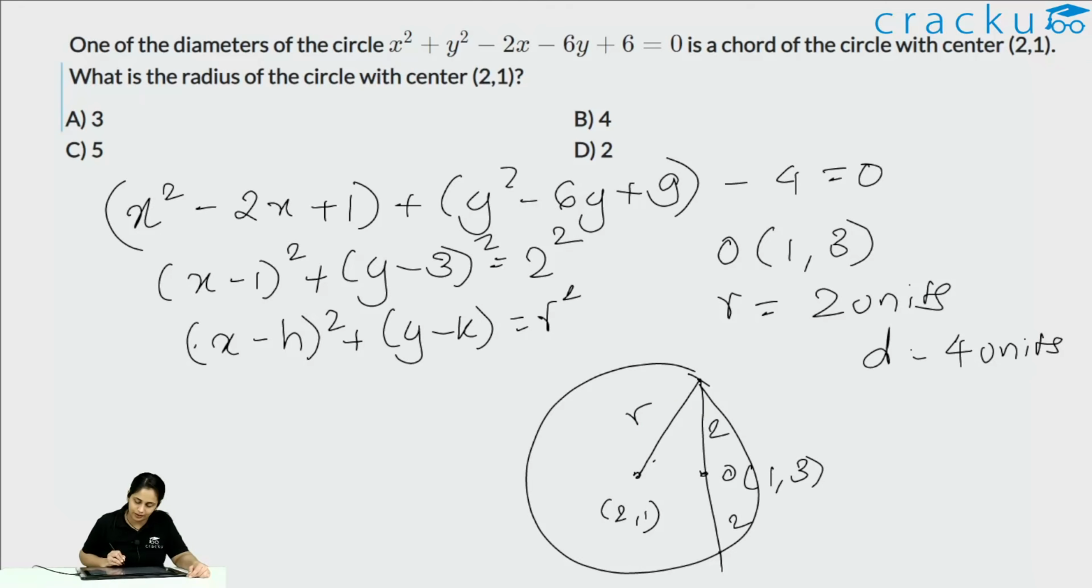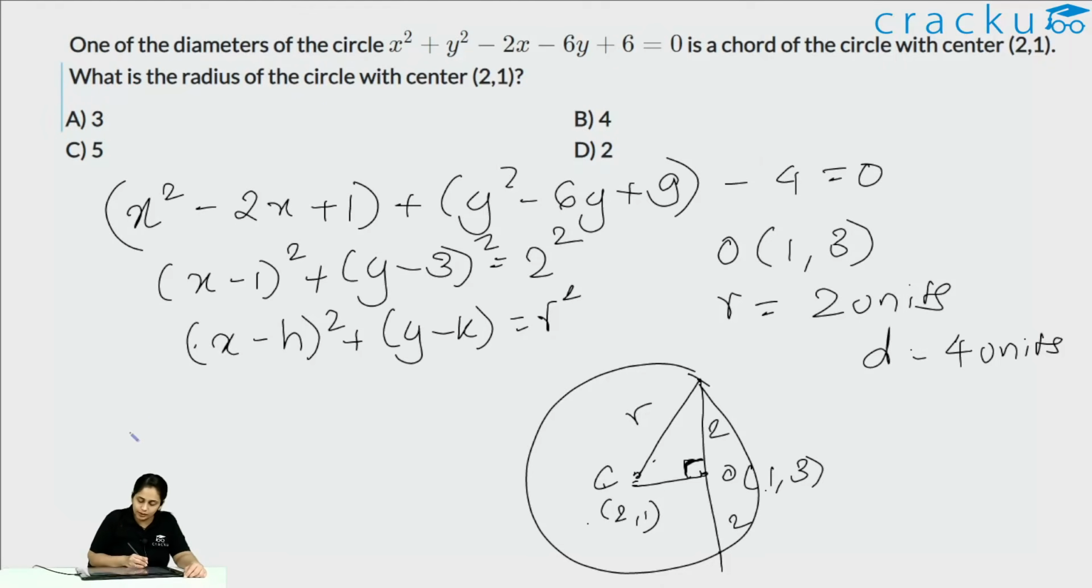Suppose this is r. Then I can say from this that if I join the midpoint of this chord, this will be a right angle triangle, which means that if I find out the distance between O and the center of the other circle, that plus 2 square will give me the length of the other circle as such. So firstly, what is the distance between the two centers?